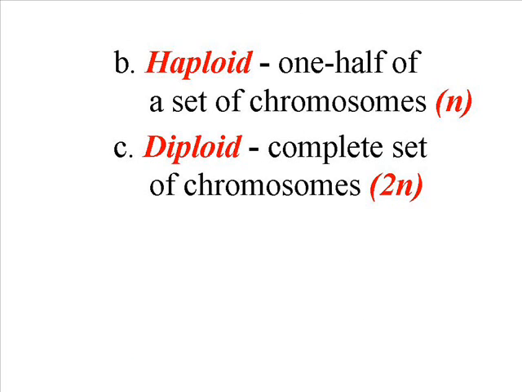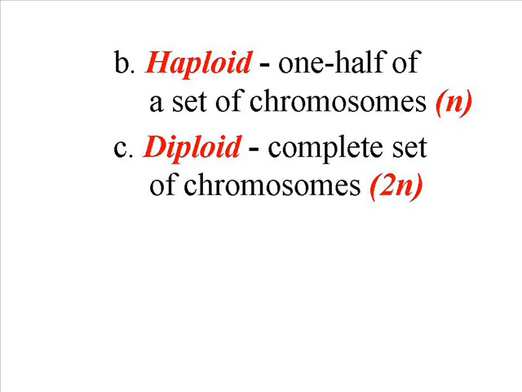Now, second 2 terms here, the terms haploid and the term diploid. The term haploid is a term that's used to describe any cell that contains 1/2 of the normal set of chromosomes. Usually the letter N is used for cells that are haploid. So in humans, a haploid cell would be N equals 23. Okay? A diploid cell is any cell that contains a full set of chromosomes, usually with the abbreviation 2N.